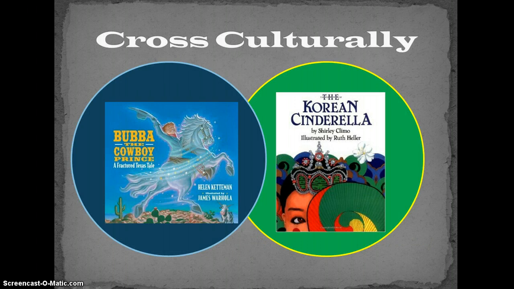Day 3 of the lesson is the primary focus of the Common Core objectives. The students will read the stories Bubba the Cowboy Prince by Helen Ketteman and The Korean Cinderella by Shirley Climo. The students will then work independently and as a whole class to develop a cultural Venn diagram in which students will compare and contrast the differences between the two stories, such as their setting, clothing, and language. This lesson plan permits the educator to teach the standards yet on a platform that is not a typical textbook format.